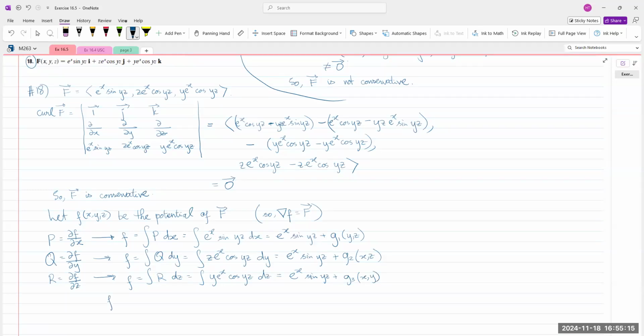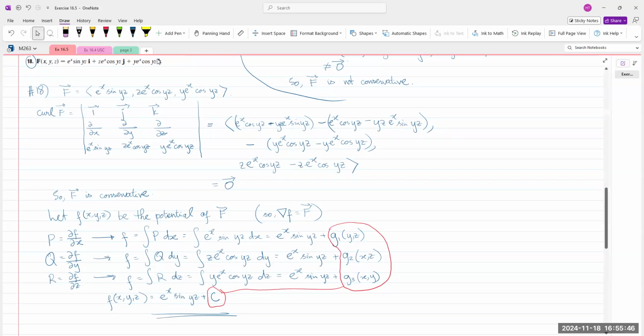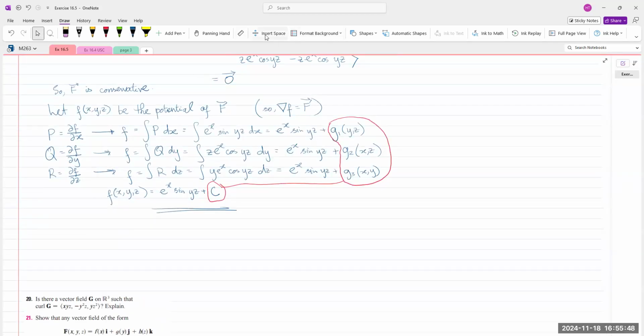So the potential function f(x, y, z) is e^x sin(yz) plus a constant. The function that is a function of yz, a function of xz, and a function of xy at the same time must be just that constant. That's the potential function. That's for number 18. Let's go on.